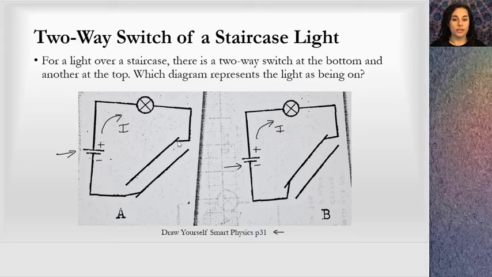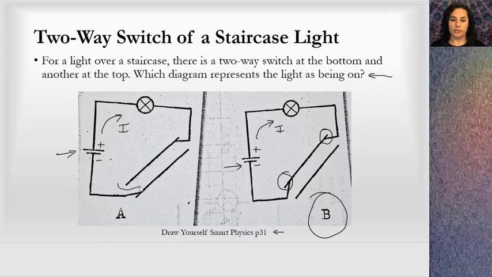So when you look at this circuit, which would you say is closed? Which diagram represents the light being on? Okay, so you need to have a closed circuit in order to have current flow and turn the light on. Well, we can see in situation B, there's an actual connection across here with the wires. It forms an actual loop, and so B is the answer.